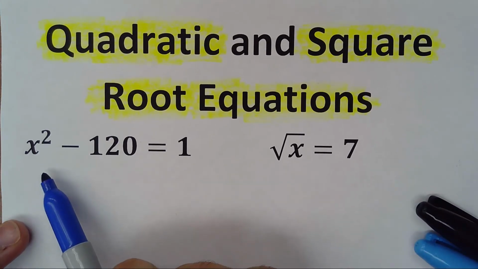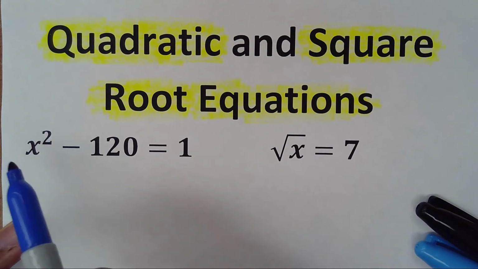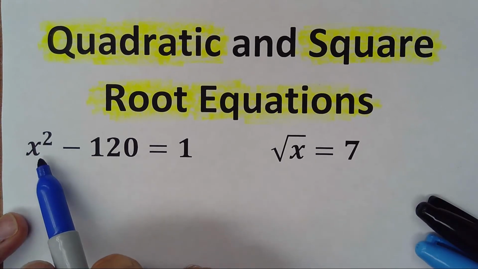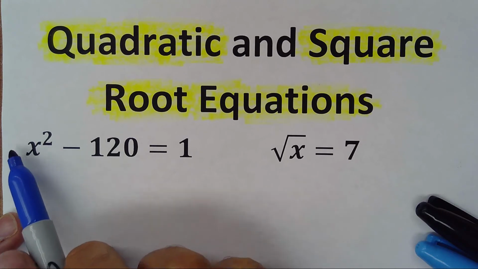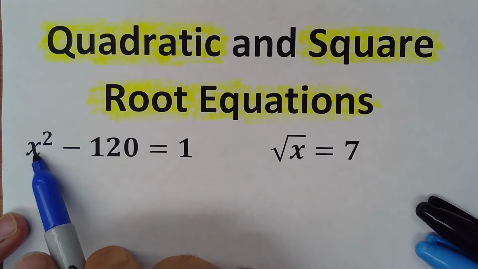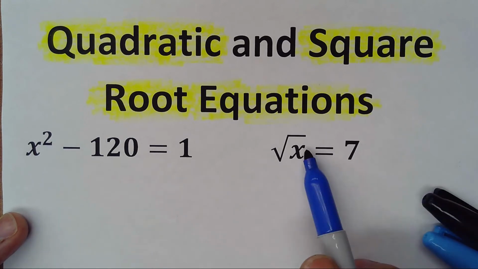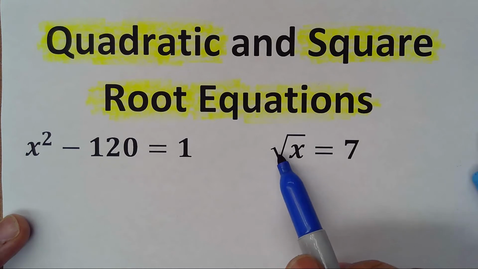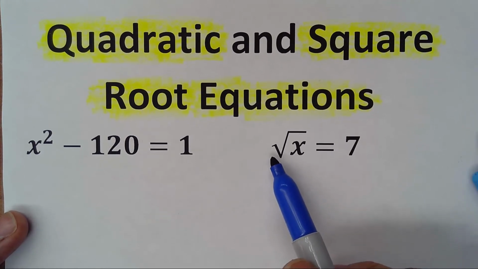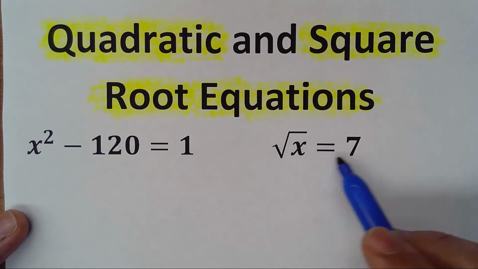Basically, the process is very similar. The idea with this one is just to isolate the variable with the square and then find the square root to cancel the square. And in this one, we raise to the second power to cancel the root. So basically, it's the opposite process. Let's do this one first, which is the easiest.